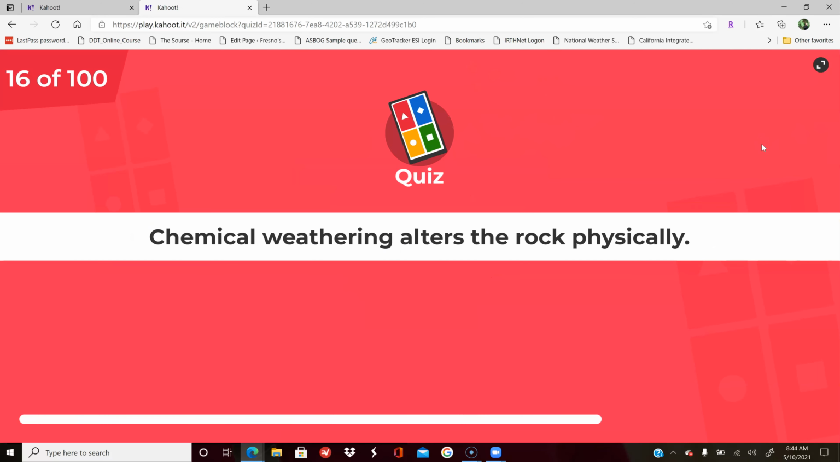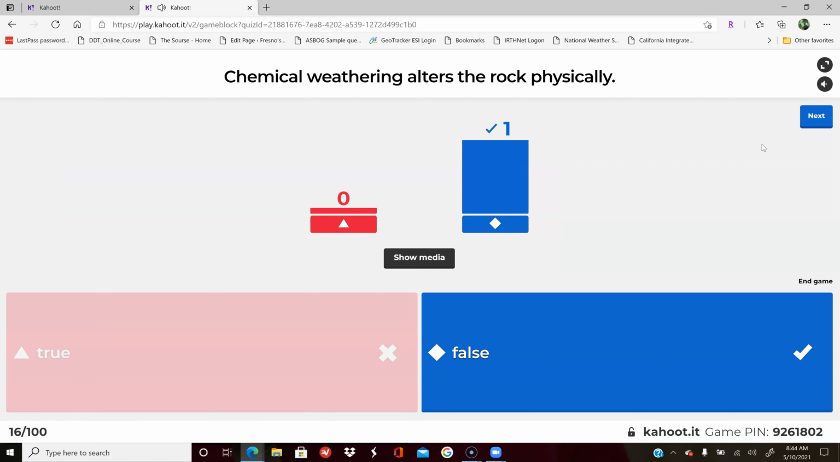Chemical weathering alters the rock physically. See, false, here's some keywords here. Chemical and physical are different. So chemical weathering would not alter the rock physically. It would alter the rock chemically. Physical weathering would alter the rock physically.